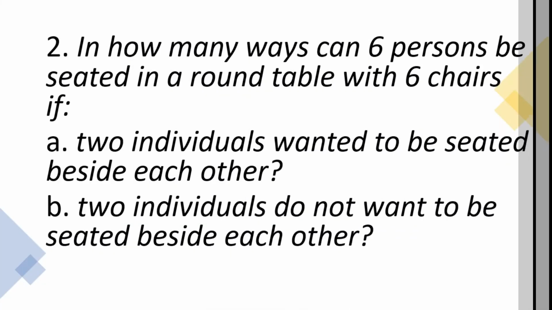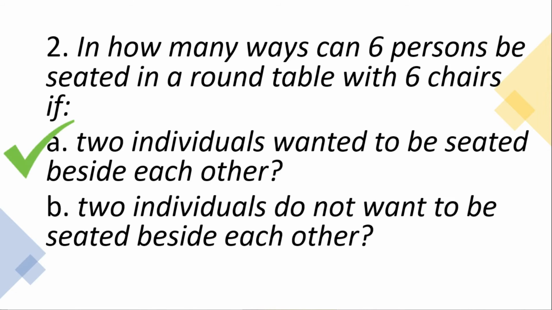Let us now proceed to the next condition of this given problem. And that is, 2 individuals do not want to sit beside each other. To answer this problem correctly, we must determine the total number of ways for these 6 persons to be seated around circular table without conditions. Furthermore, we will use our answer in the previous condition.